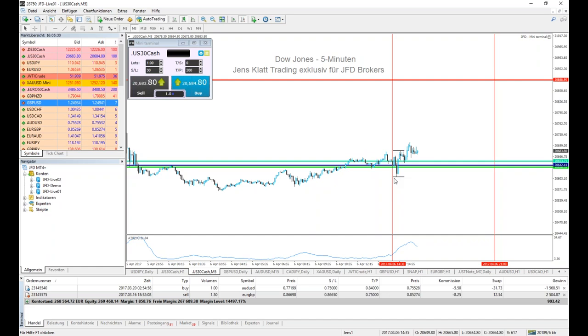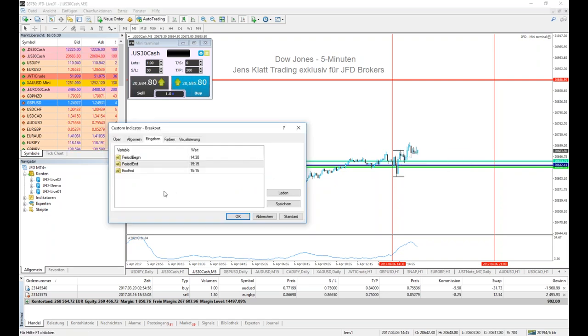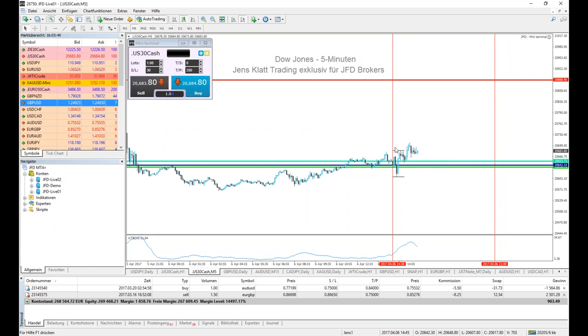So by the way, what you see here is something I have an indicator for. It's the so-called breakout indicator. The great thing about this indicator is if you have this indicator in your chart, you can say when the period begins, when the period ends, and then when the box ends, and it will be automatically drawn into your chart. So you don't need to find the high and the low of this interval or something, but it's automatically drawn into your chart. And then you have those two lines.